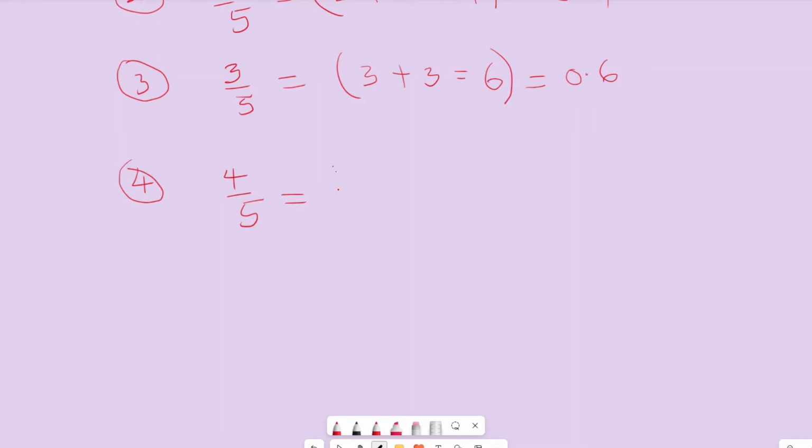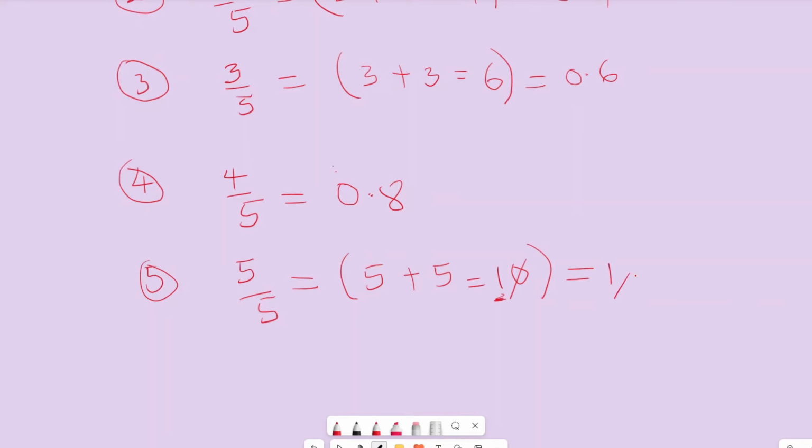Likewise, number 5 is 5 divided by 5. For 5 divided by 5, we have 5 plus 5, I'm talking about the numerator now, to give us 10. Now for numbers that you add and you get a 0 as the last digit, drop the 0, and you're left with the next digit, and that is your answer. So I said for 5, all you need to do is what?